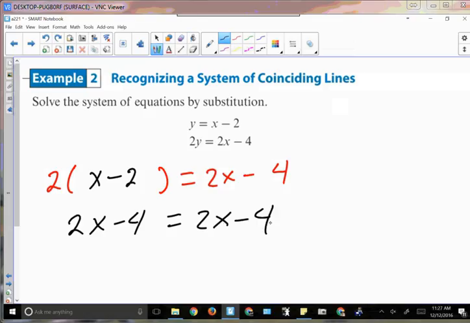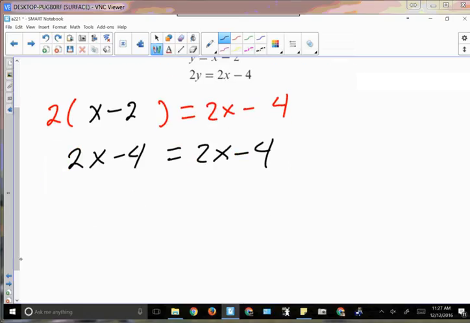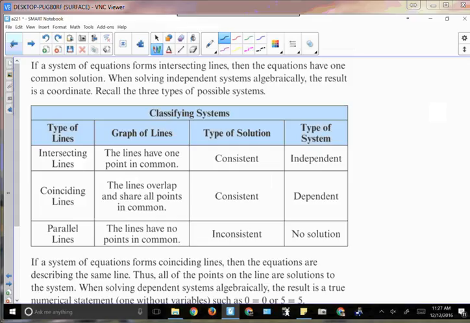Looks a little odd, does it not? Well, let's say I subtract 2x here, I subtract 2x here, I add 4 here, I add 4 here, what I end up getting is that 0 is equal to 0. Now, is that true? Yeah, 0 is equal to 0. Now, let's go back to here. If the lines overlap, they share all points in common. They are consistent and dependent.